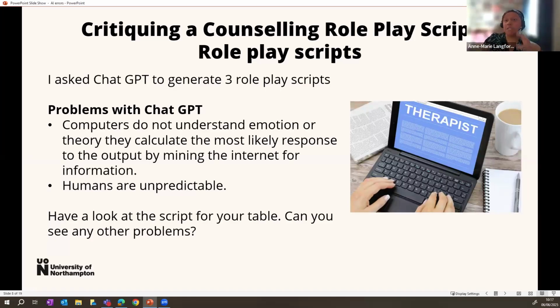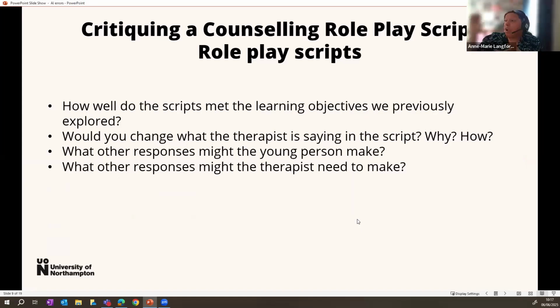So I gave the students the scripts and I asked them to think about what, if anything, they would change, what problems there were with the script. So I gave them 4 questions. How do the scripts meet the learning objectives? What might you change as a therapist? Why and how? What other responses might the young person make? So they're considering other alternatives. This must have been a children's counselling one. And what other responses might therapists need to make? So I was getting them to use it as a jumping off point for a discussion.